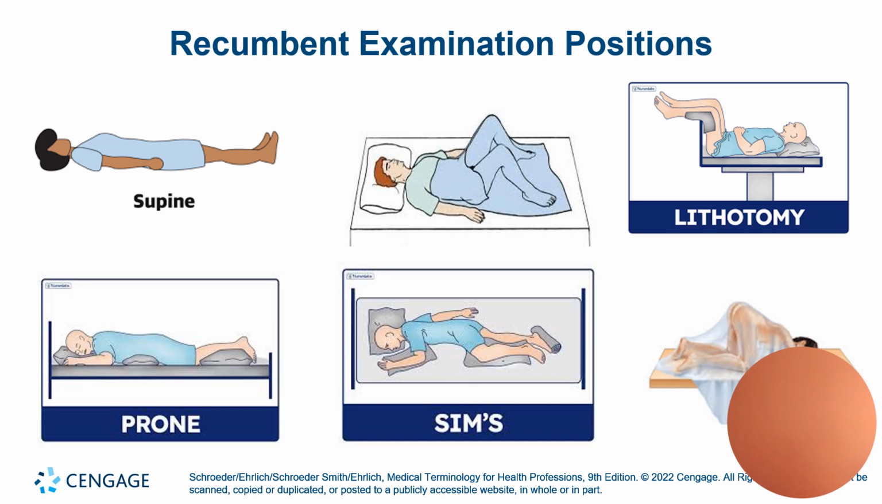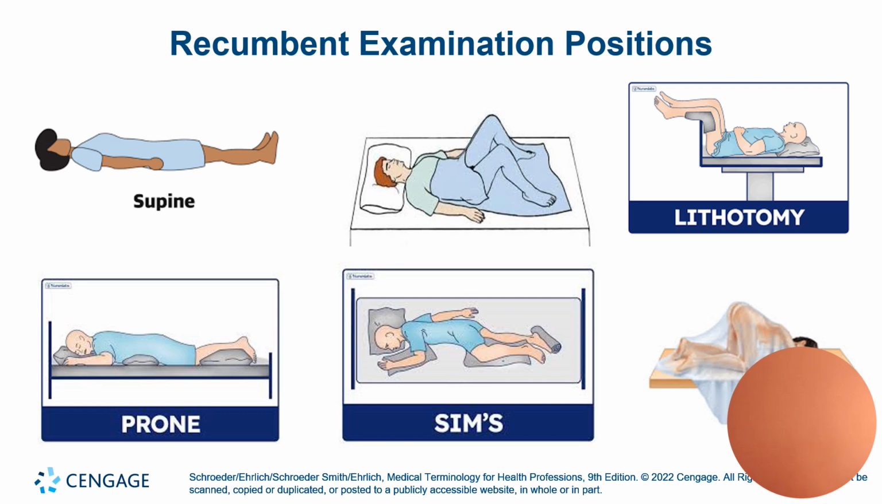The prone position is lying on the abdomen face down. The Sims position is lying on the left side with the right knee and thigh drawn up, with the left arm placed along the back. And we have the knee chest position, which is lying face down with the hips bent and the knees and the chest resting on the table.